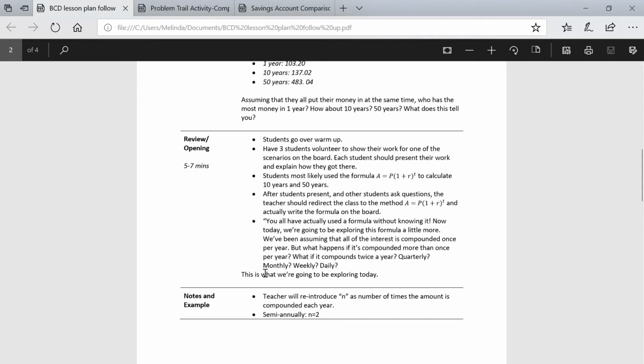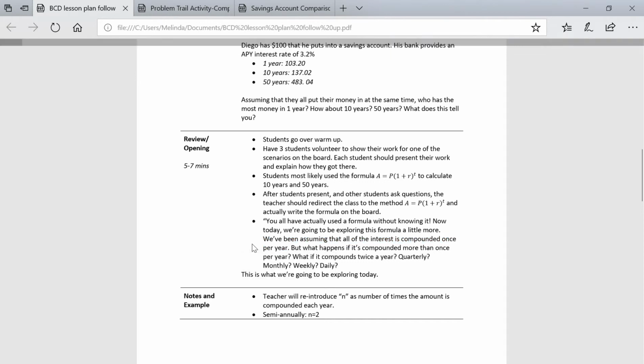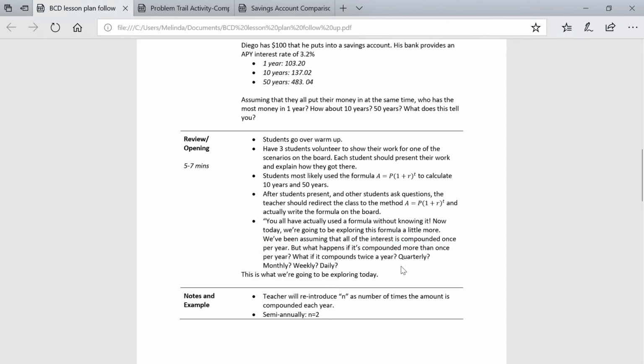I will redirect the class and really emphasize, if it hasn't been emphasized already, that they actually used a formula without knowing it. And today we're going to be exploring this formula a little more. The big point I want to bring up is here. We've been assuming that all of the interest is compounded once per year. But what happens if it's compounded more than once per year? What if it compounds twice a year? Quarterly, monthly, weekly, and daily. This is what we're going to be exploring today.